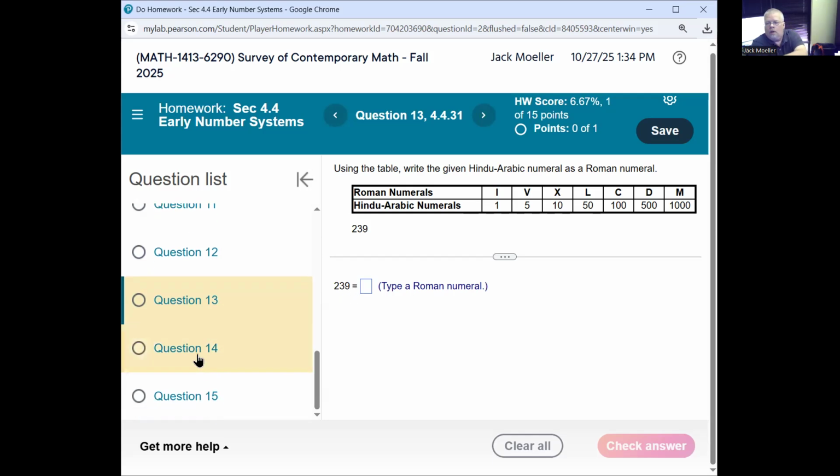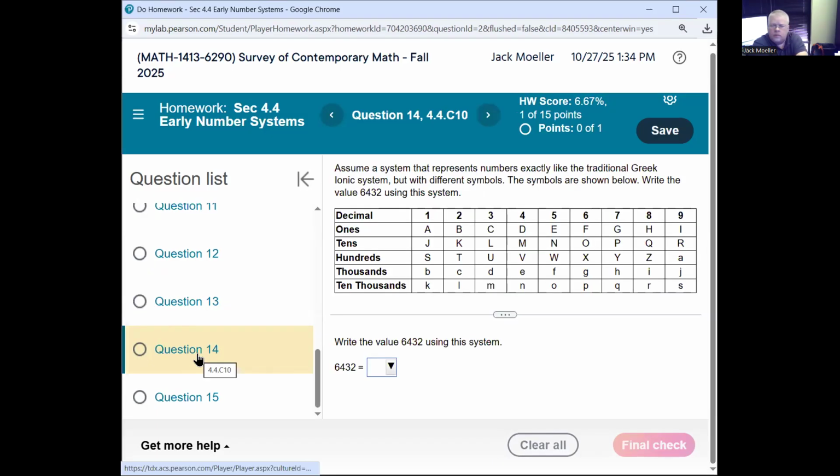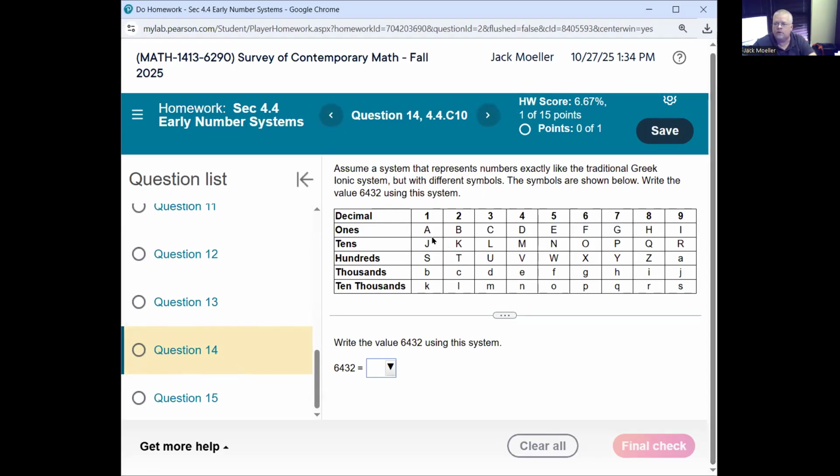All right. Here is the Ionic Greek system as MyMathLab uses it. Like I said, I think this is a much easier chart to use, and so it goes a little bit quicker. Write the value of 6,432 using this system. Again, go by place value. We need a 6,000, so we get in the thousands row, and we need 6. That would be lowercase g.